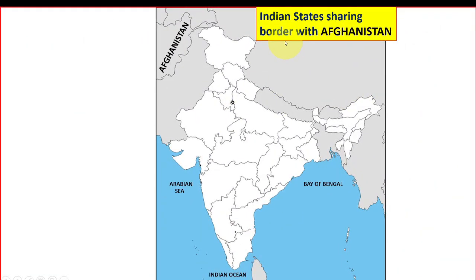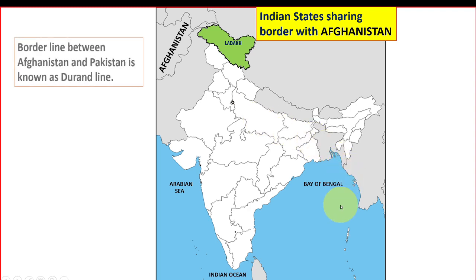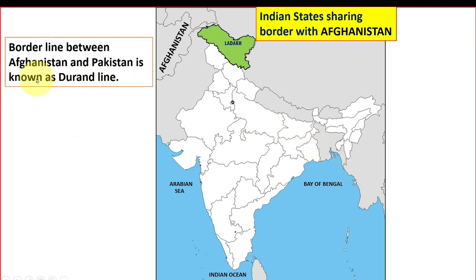Next, Indian states sharing border with Afghanistan. With Afghanistan, we have only one UT which shares a common border, that is Ladakh. The borderline between Afghanistan and Pakistan is known as the Durand Line.